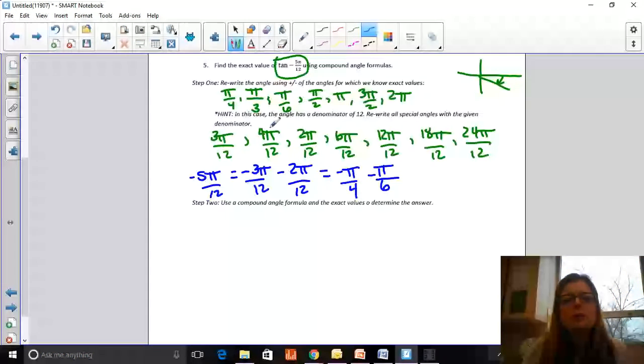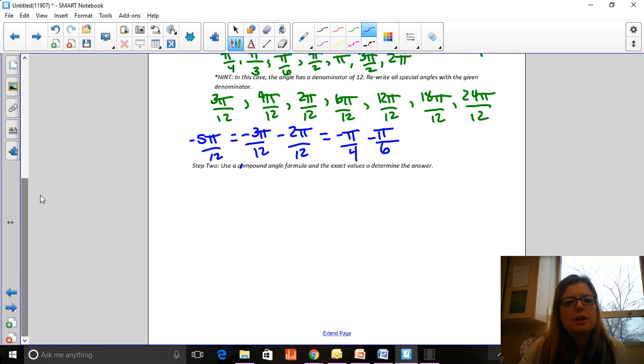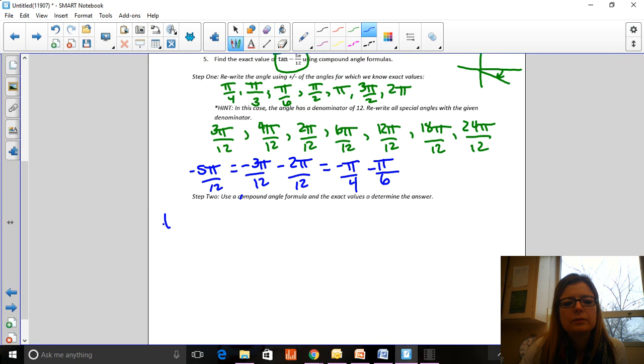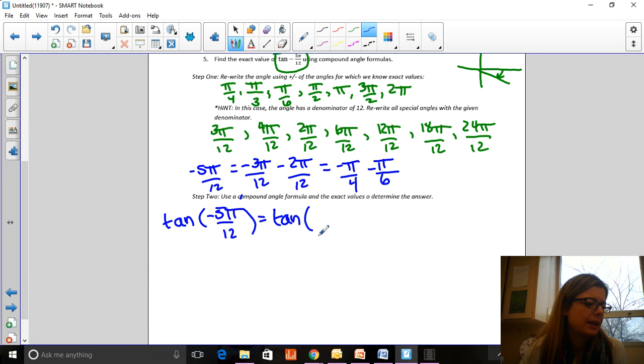Okay, so now we're going to use this knowledge to come up with the compound angle formula for what we want here. Okay. So it's asking us for the tan of negative 5 pi over 12, which can be rewritten as the tan of negative pi over 4 minus pi over 6.